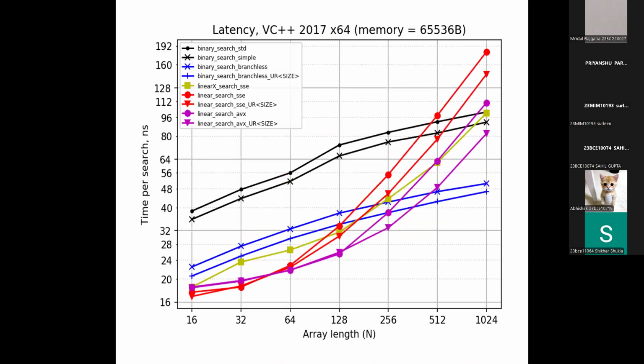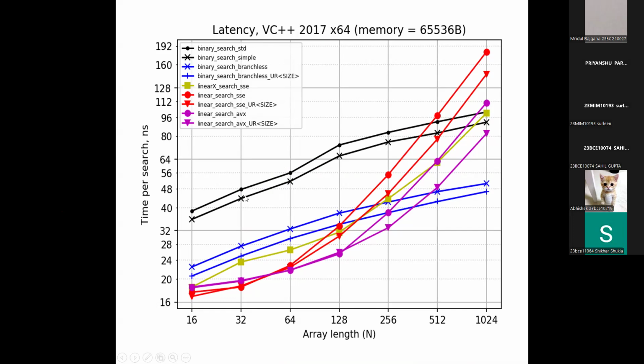I have shown you, I have taken one more graph also. The graph is visible to you. Here they are taking the array length, the number of elements, the number of inputs we are giving to the algorithm, and on the y-axis we are taking time per search. So we are using different searching algorithms. One is standard binary search, represented in black color, and one more, a simple advanced binary search, also mentioned in black color.